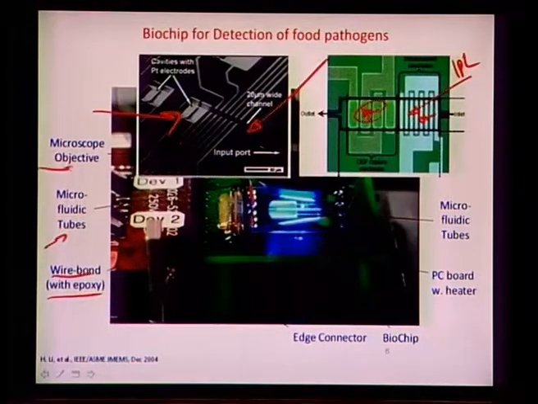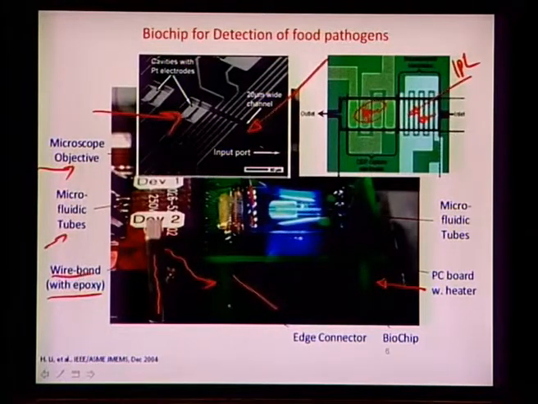You have a microscope objective, and essentially you have a PCB or a printed circuit board with heater which would do thermal cycling for PCR. You have edge connectors here, wherein you can put this PCI kind of socket for inserting this PCB board, and this is what the whole biochip really looks like.